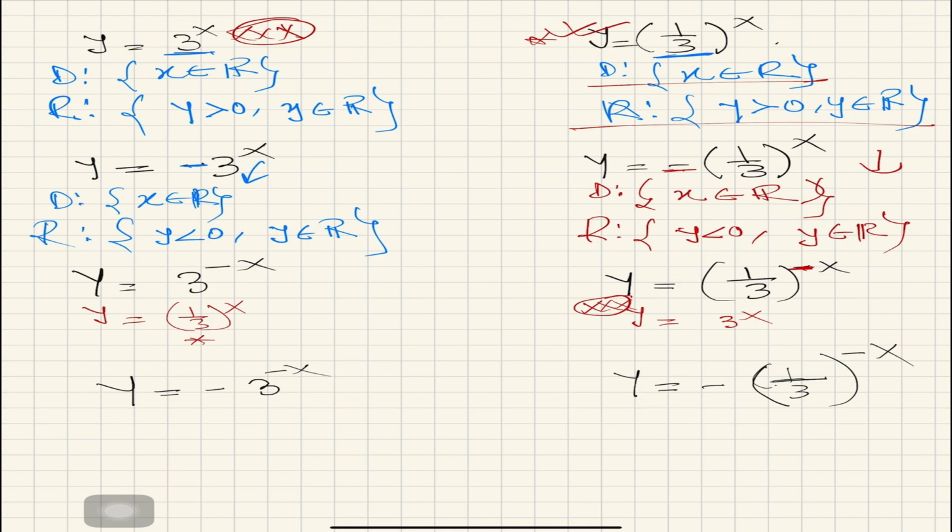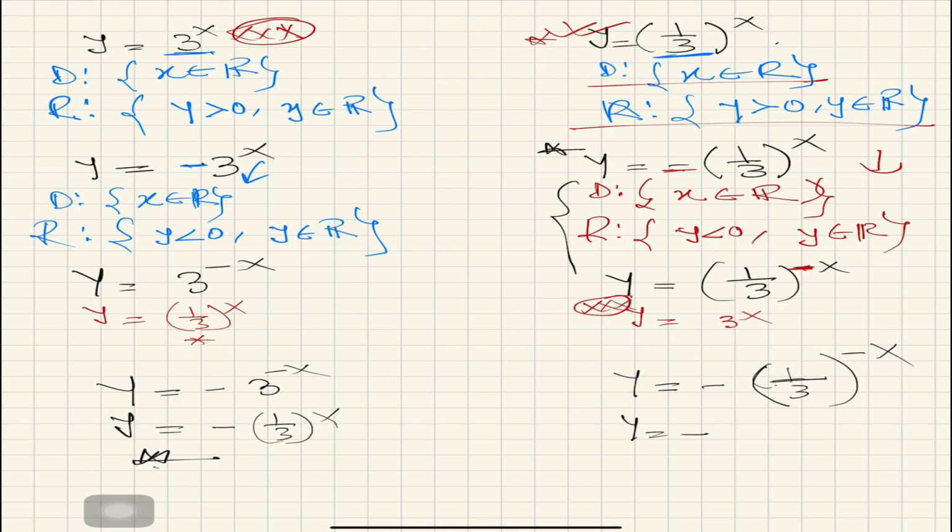Okay, now for this one, it's the same thing. Look, what do we have? Y equals negative 1 over 3^x. We already did it here. So whatever answer you have here is going to be the same answer here.